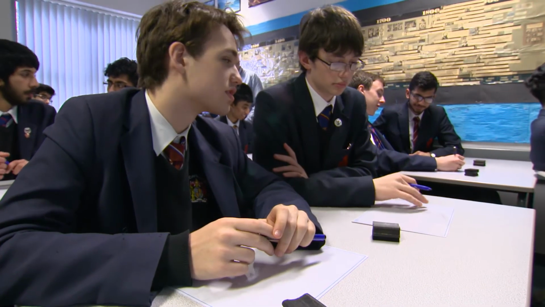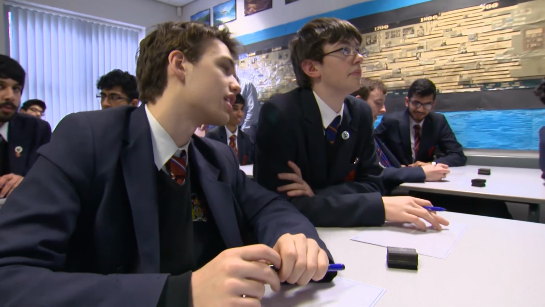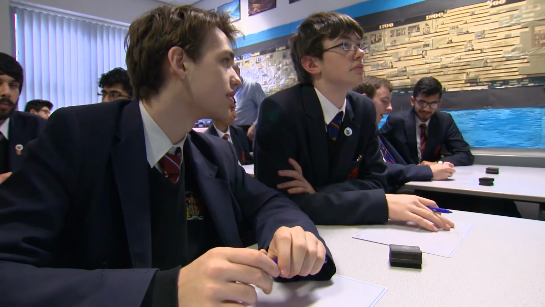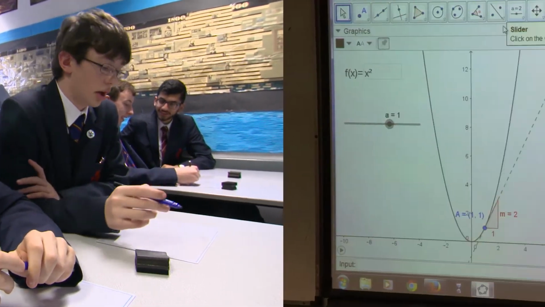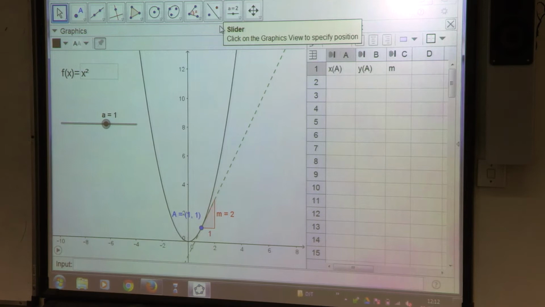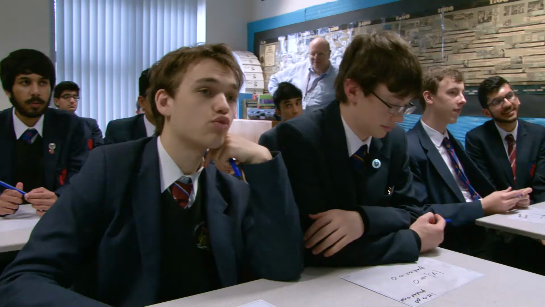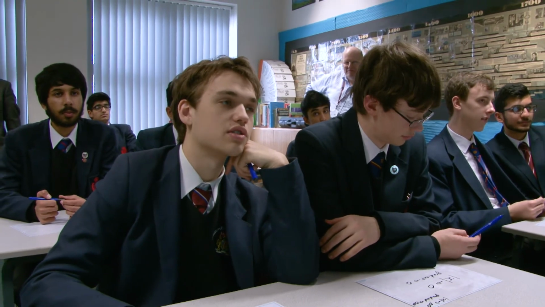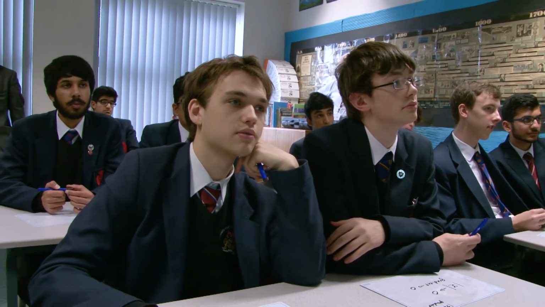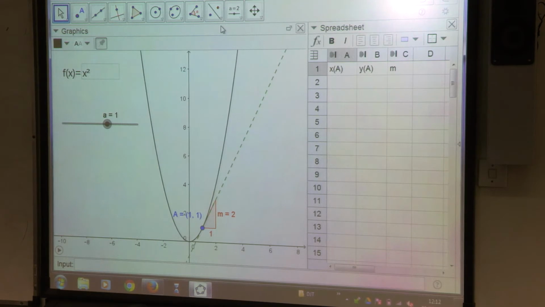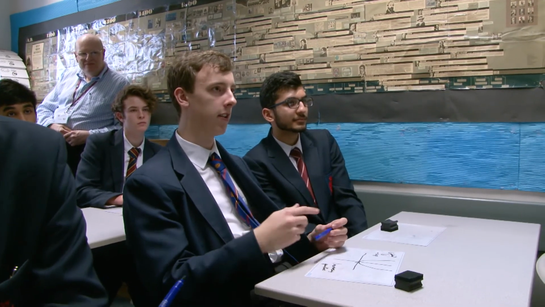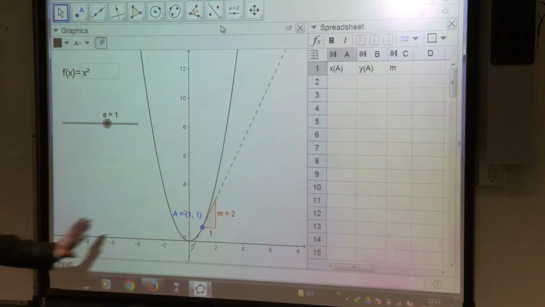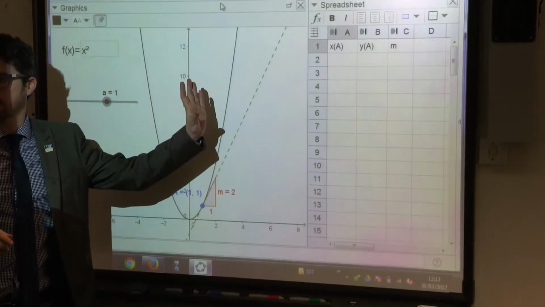Rate of change of gradient is constant for a start. You can see that the gradient changes by 2 every time. How many different things can we say then about how the gradient changes? Well, we can see that the rate of change of the gradient is constant. So the gradient is changing at a constant rate. Brilliant. As A becomes bigger and more positive, the gradient will increase. So as A becomes large and positive, the gradient increases.